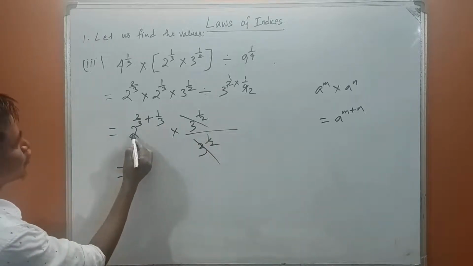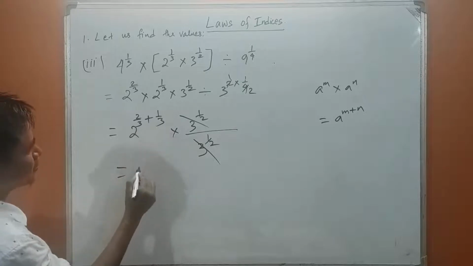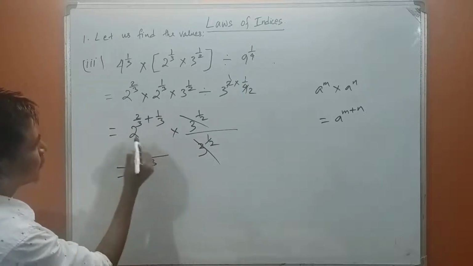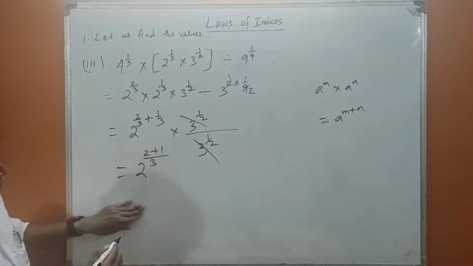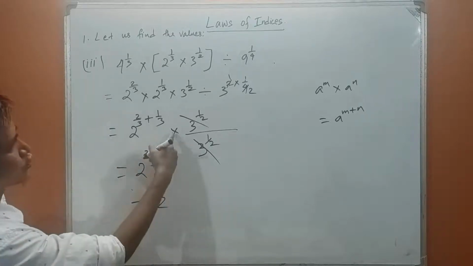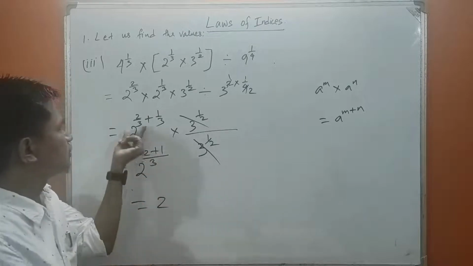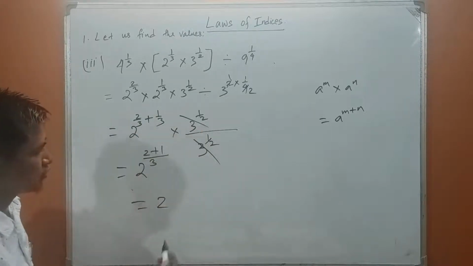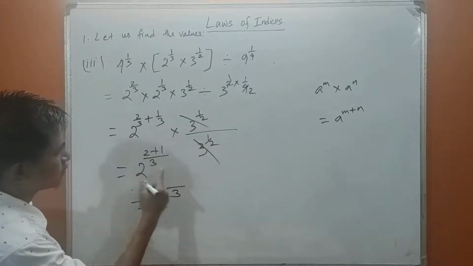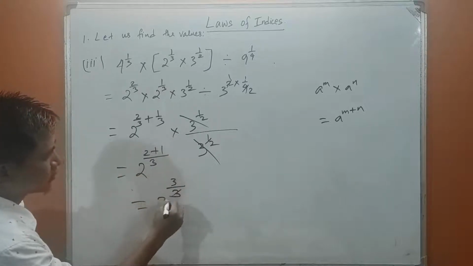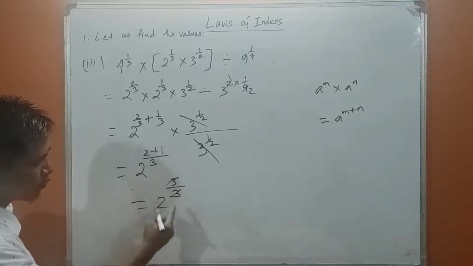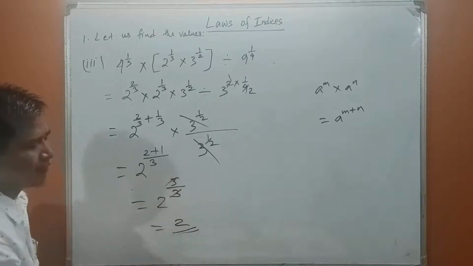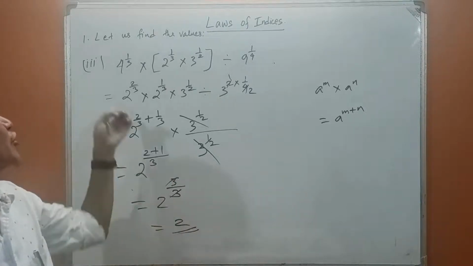Now we have 2, 3, 3. LCM 3. Here we have 2 plus 1 equals 3. Equals to 2. This is 1, so we need not write 1. This into 1 is this itself, so no need to write 1. 3 whole to the power 2 plus 1 is 3, and this 3 and 3 get cancelled. So 2 to the power 1, isn't it now? 2 to the power 1 means 2. I hope you got this. This is the answer for question number 3.